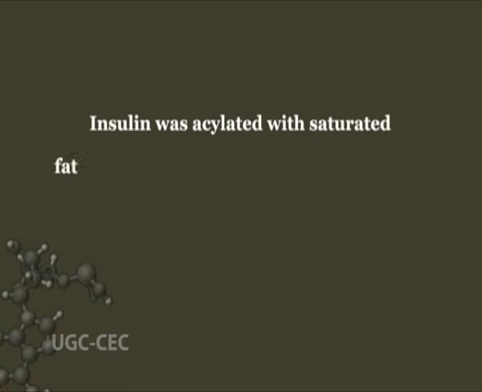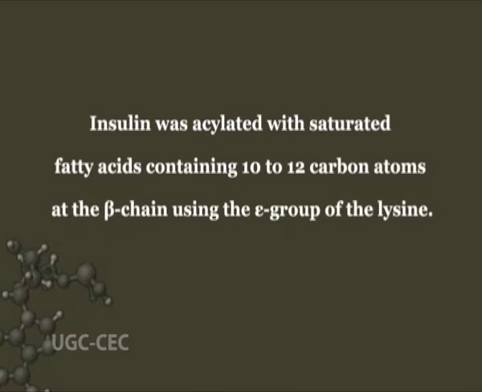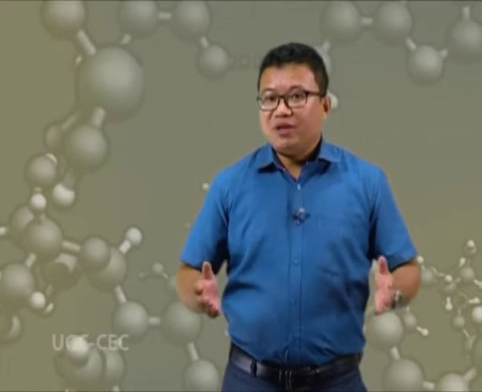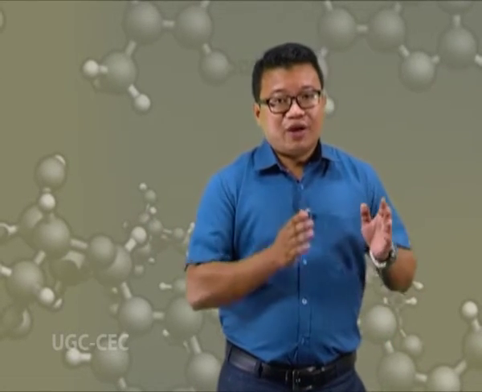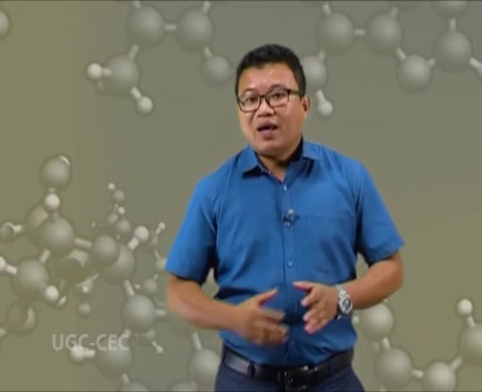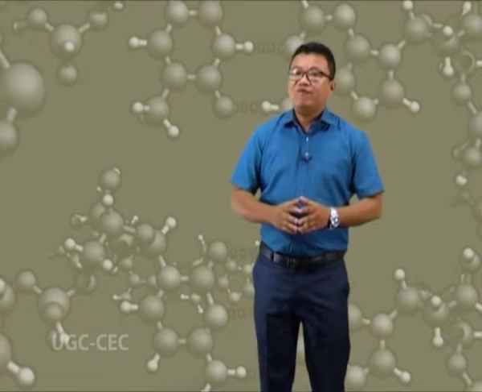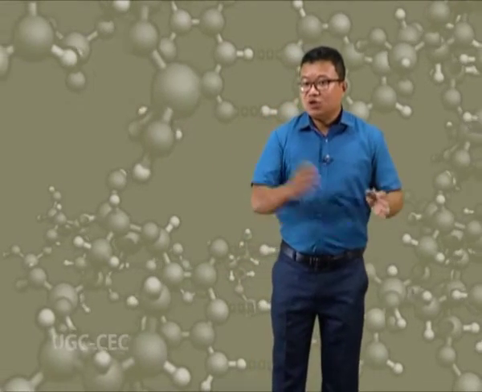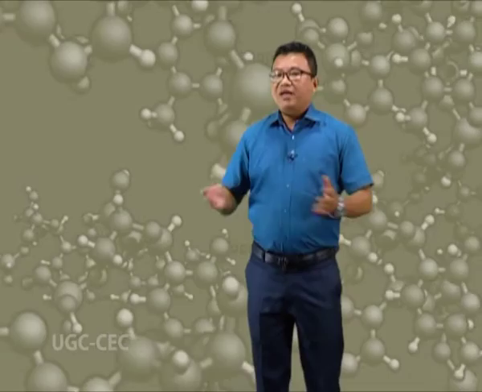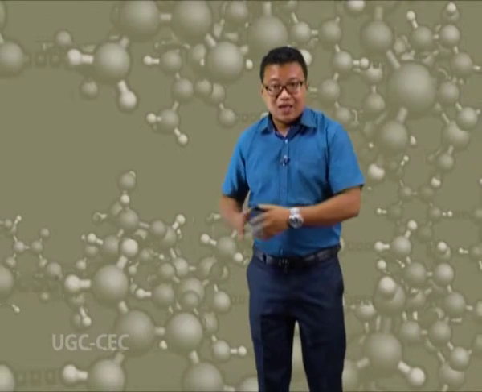insulin was acylated with saturated fatty acids containing 10 to 12 carbon atoms at the beta chain using the epsilon amino group of the lysine. In this study, an increased albumin affinity of lipidated insulin varied depending on the number of carbon atoms, shown by interaction studies with immobilized human serum albumin. Moreover, they were able to show a sustained lowering effect on blood glucose, demonstrating a prolonged action profile of the acylated conjugates. Since then, many biologically relevant peptides and proteins were chemically modified by fatty acid acylation.